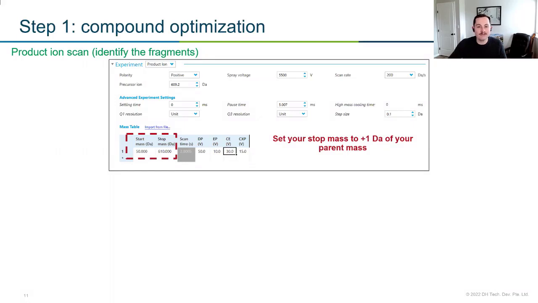Now we've got to figure out what fragments reserpine makes. So we are going to essentially have our Q3 scan from about 50 Daltons, since that's a nice lower limit for a quadrupole, up to +1 of our parent mass. So we determined that our observed mass is 609. So I'm going to have Q3 stop at 610, just because I like to see that parent mass in my MS-MS spectrum. And it's just going to scan that range, and we're going to read all the fragments.